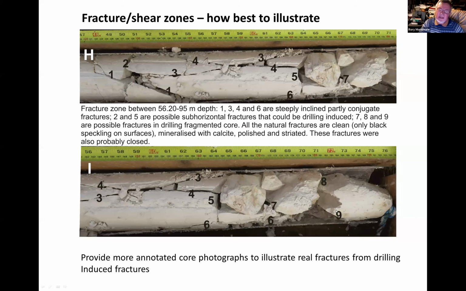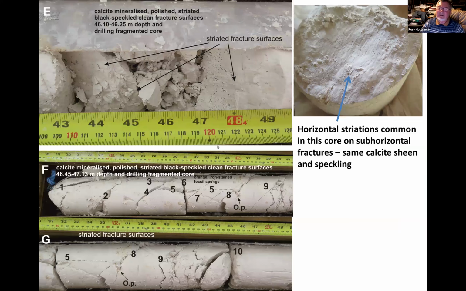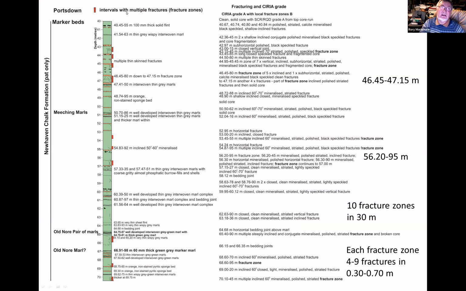And the way I've decided to start doing some of the logging for this, and again, you can see you've got beautiful striated surfaces. This is on a subhorizontal fracture. This is on an inclined fracture. So you've got inclined fractures and subhorizontal fractures, all showing senses of movement on them. And the way I've tried to accommodate this in a core log is to show where we've got intervals with multiple fractures developed as shear zones.